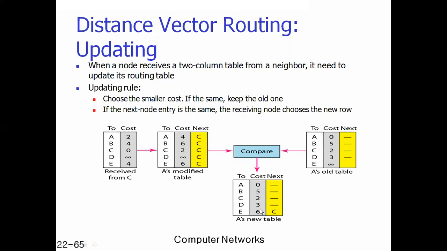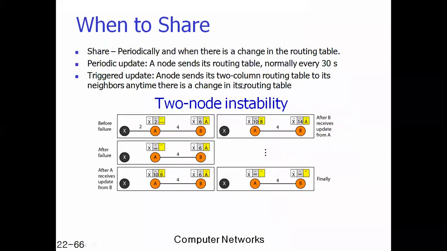So 3 and infinite, so 3 is the smaller one. 6 and infinite, so 6 is the smaller one, but that node is not directly connected. See here, which A knows, which is not directly connected. So who has provided this information? Node C has provided this information. That's why C is added here. So in this way, node A updates its table, and similarly the remaining nodes B, C, D, every node updates its table whenever they receive a table from a neighbor. So this is the idea.